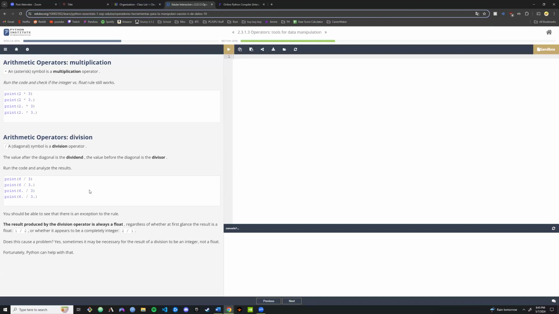The result produced by the division is always a float, regardless of whether it's two integers, one integer, what have you. Sometimes you do run into problems because of that, but there is a solution in Python that can help with that.